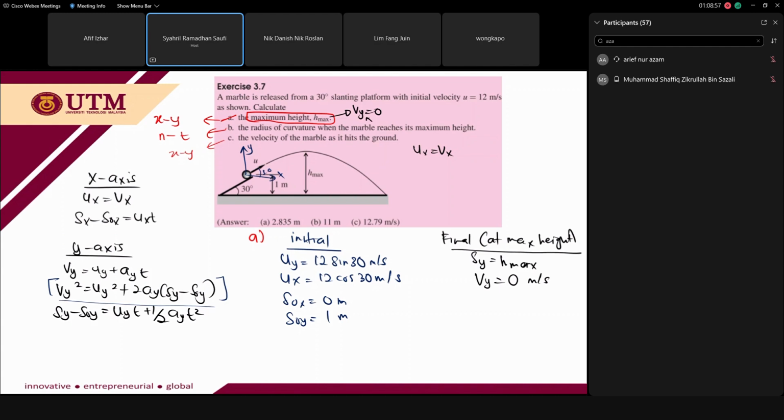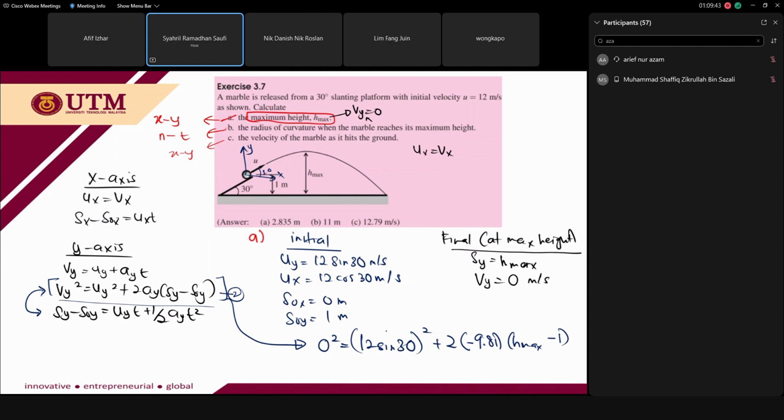So when we talk about the maximum height, it means along y. You need to check either equation 2 or equation 3 only. For this case, we don't have the time. No time is provided in the information, so you just use the second equation. So vy squared is actually 0. So 0 squared is equal to 12 sine 30 squared plus 2 times ay, which is g, negative 9.81, times sy, which is H max, minus s naught y.